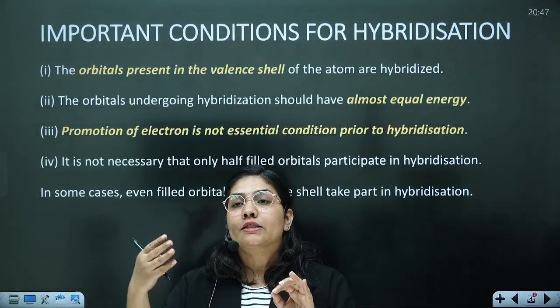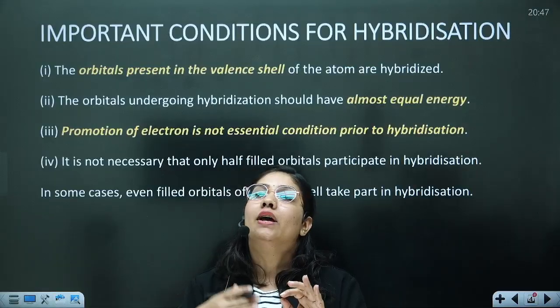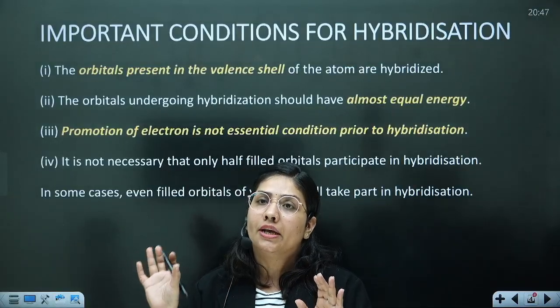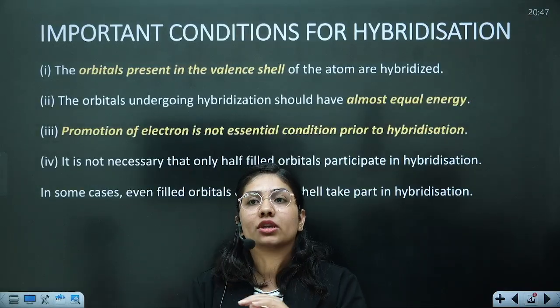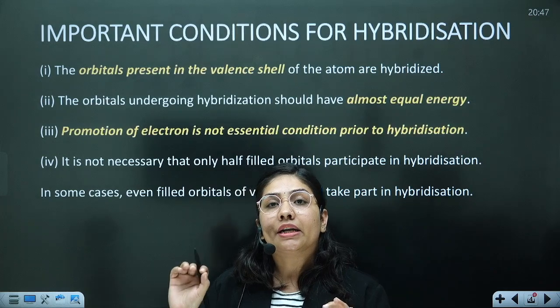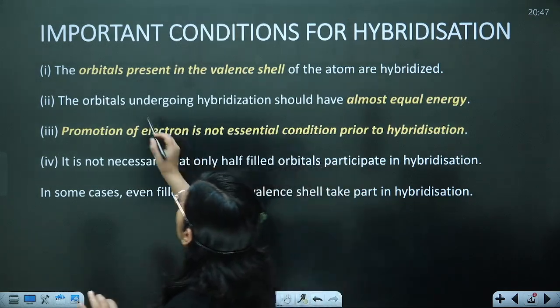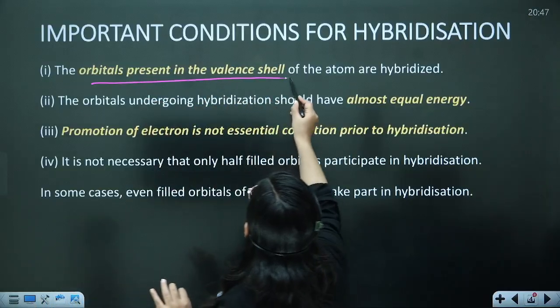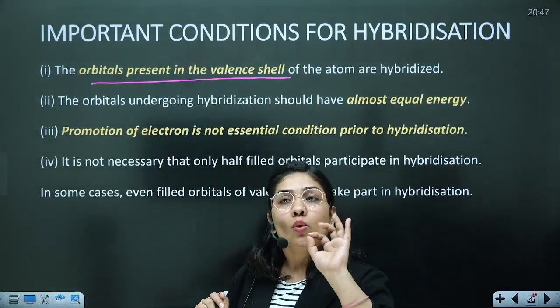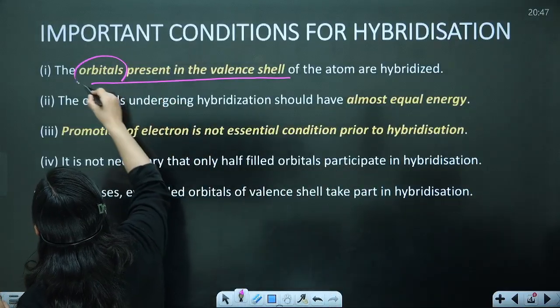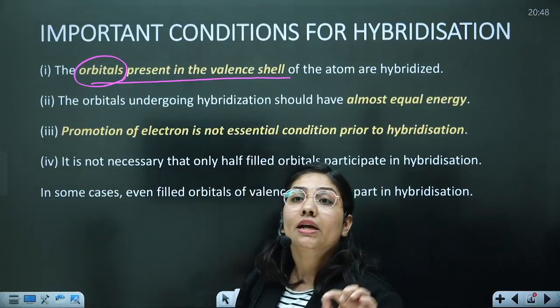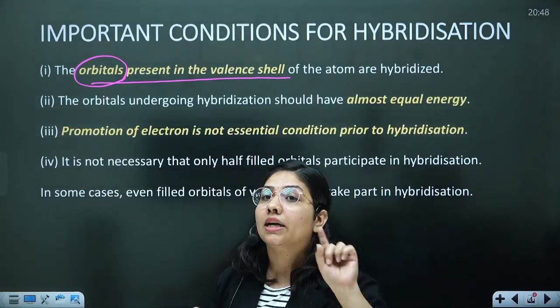Just as we study valence electrons, the shells in which those valence electrons are present, those shells having orbitals, will be participating in the hybridization. So the orbitals present in the valence shell will participate. Understand the fact that orbitals are participating here in the hybridization, not the electrons.